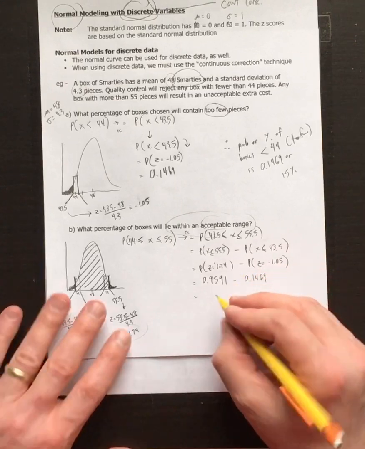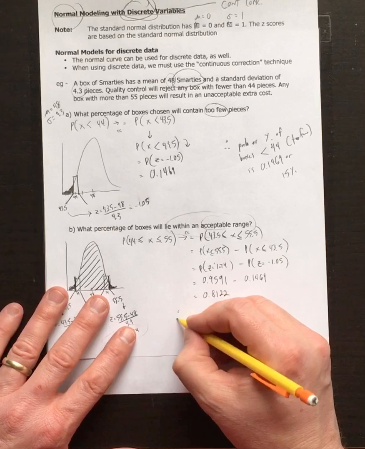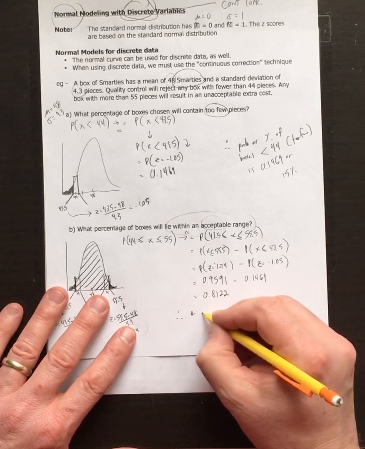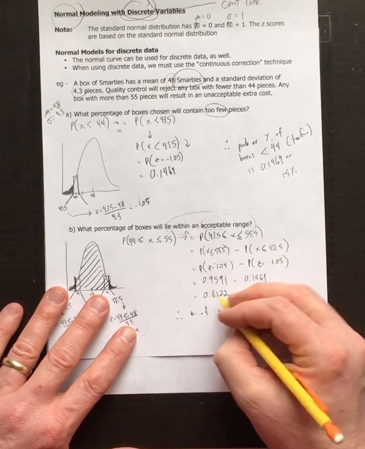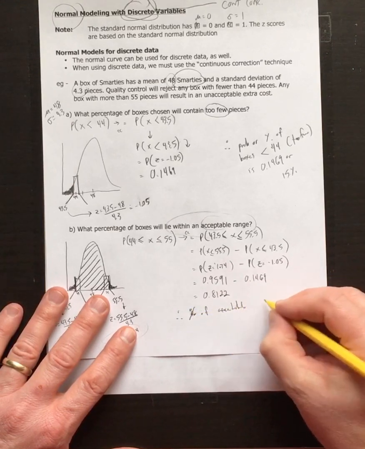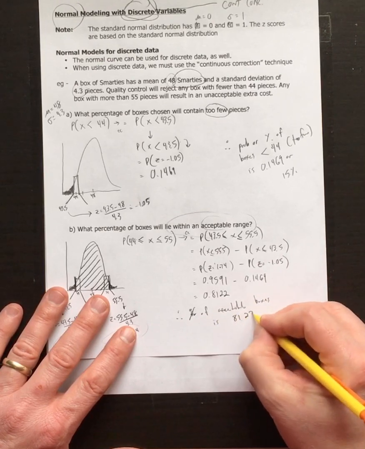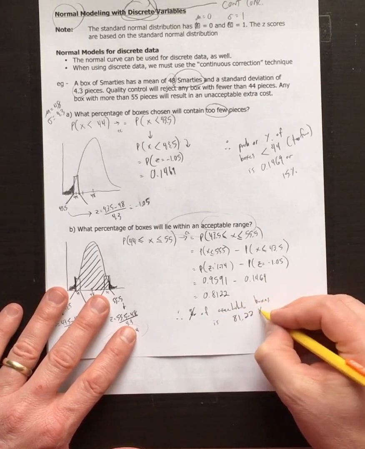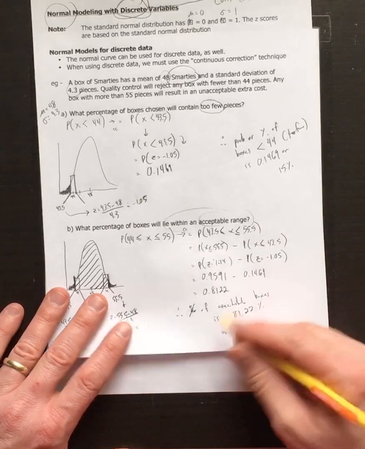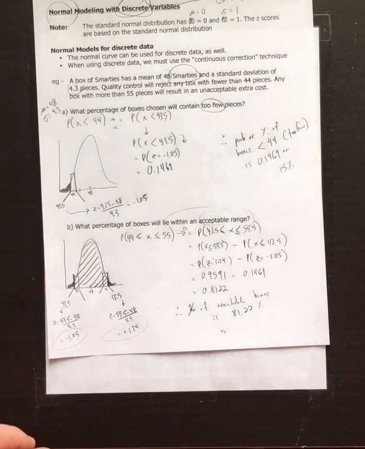I'm going to do a quick little cheat with my answers. 0.8122. That means the percentage of acceptable boxes is 81.22%. Or, again, the probability of randomly sampling a box and getting one that's acceptable is about 81%. Probably not very good as a company, but I'm just making up this stuff, so who knows.